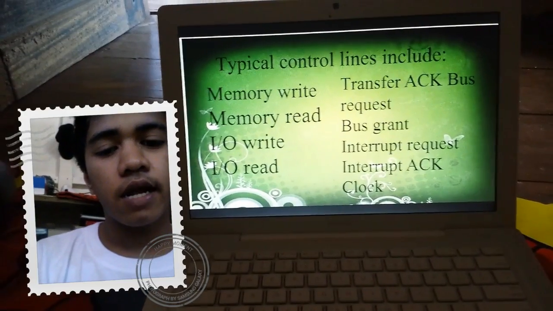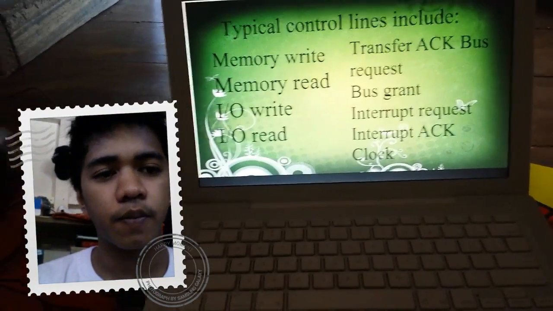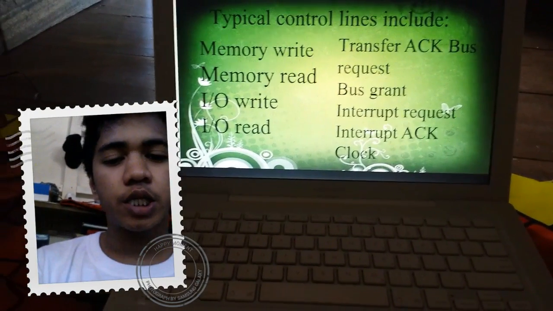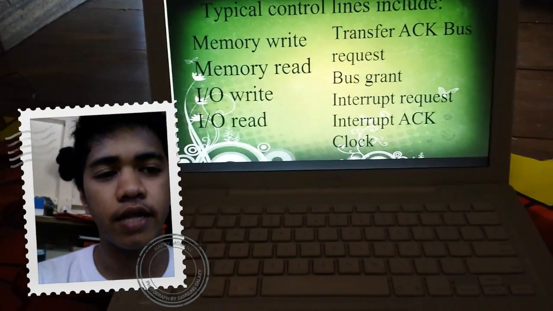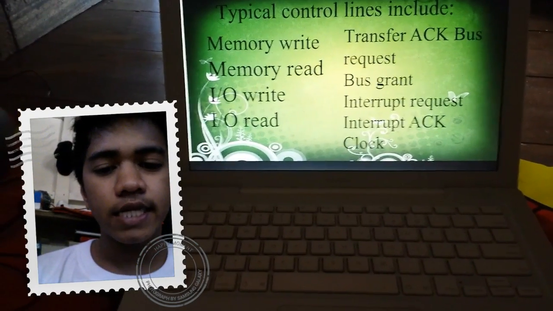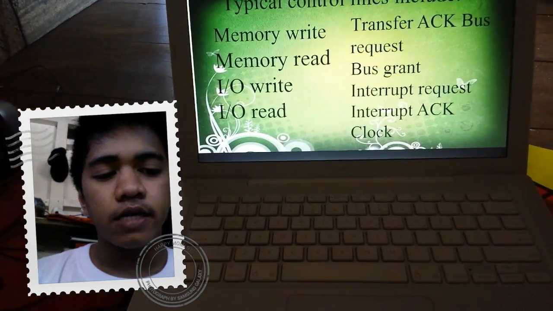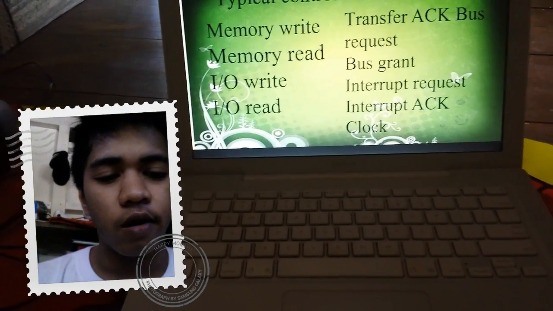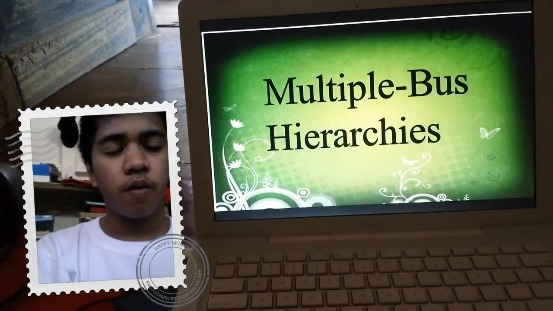Next is bus grant. Bus grant indicates the requesting module has been granted control. Next is interrupt acknowledge. Interrupt acknowledge means that the interrupt has been recognized and accommodated. We may proceed to our last one, which is clock. The clock is used for timing. It is used to operate in a sequential, step-by-step way of processing data.